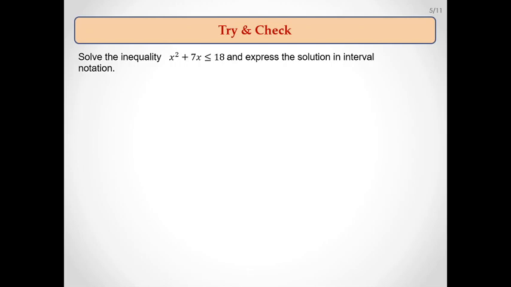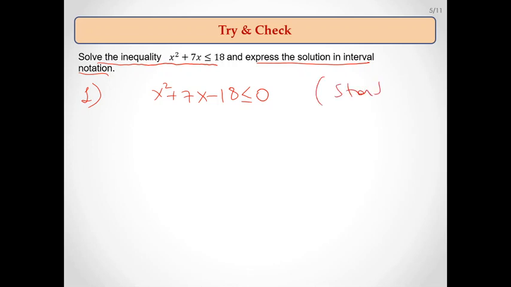Let's look at this exercise and let's try to do it. Solve the inequality and express the solution in interval notation. First step is write it in standard form. So how do you write it in standard form? So it's in standard form now. If you get 0 on one of the sides, it means it's in standard form.